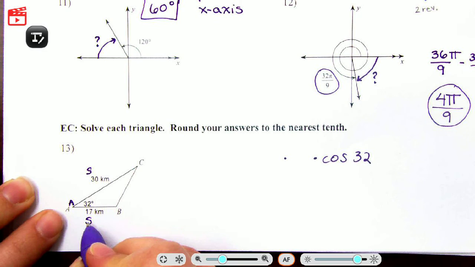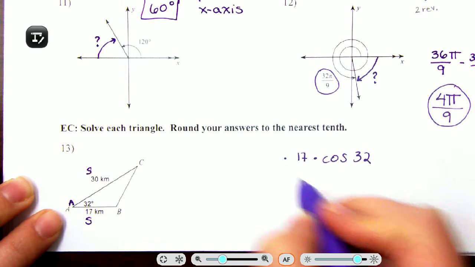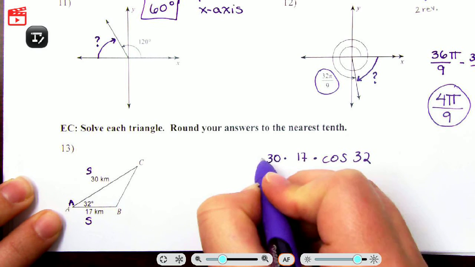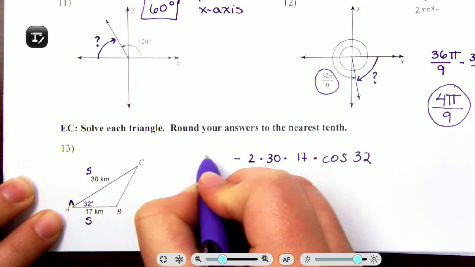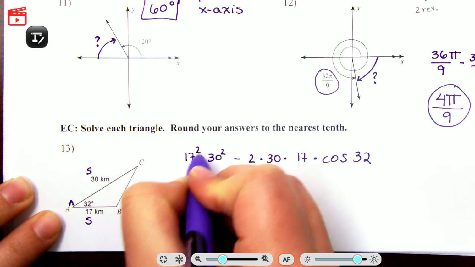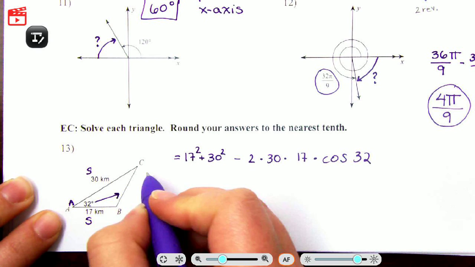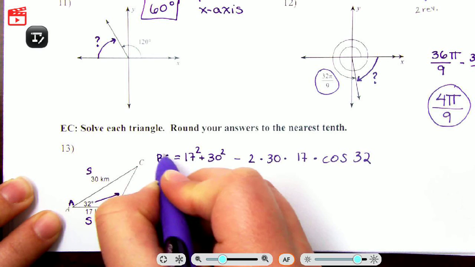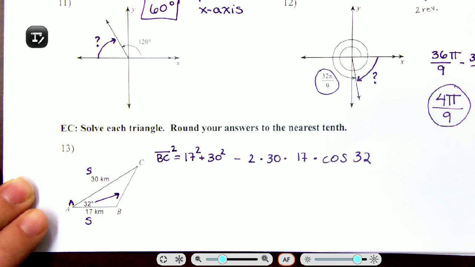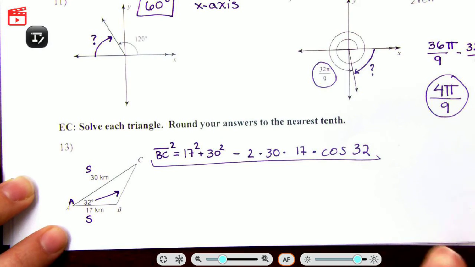So then I have cosine of 32 times 17 times 30 times 2 minus 30 squared plus 17 squared. And that's equal to this opposite side. In this case, we can call it BC, segment BC squared. As long as you gave me this, you got 1 point extra credit.